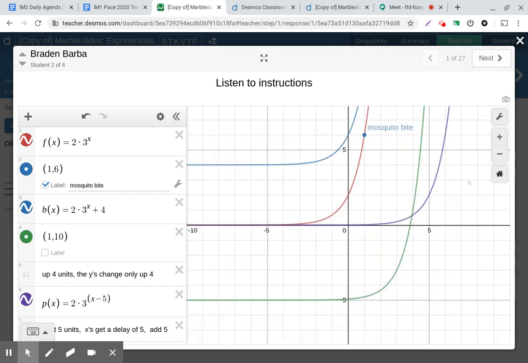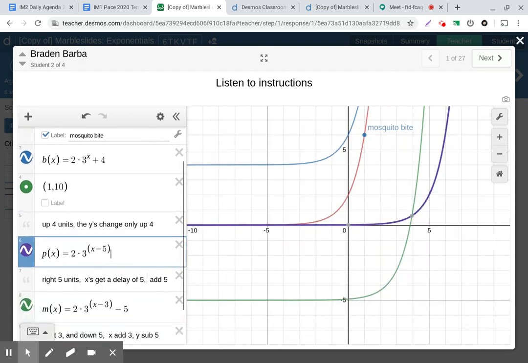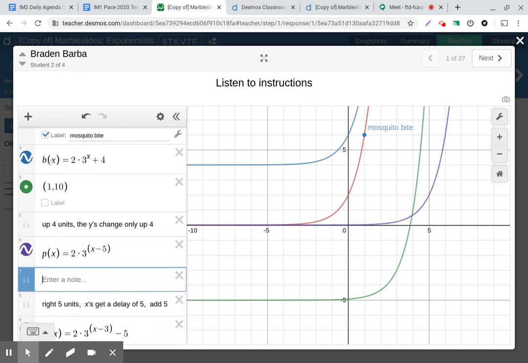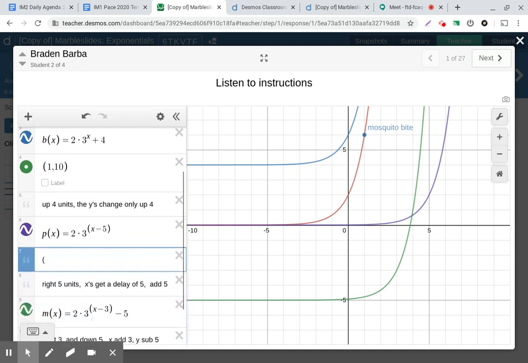Let me pick on a couple more people. Go to the purple, the P of X. And where is the purple's mosquito bite? Remember, they're all the same. They just moved, right? Let's see. Ethan or Abby, where is P of X's mosquito bite? It could be 6, 6, okay. It says here X's get a delay of 5 at 5. So let's put 6, 6.